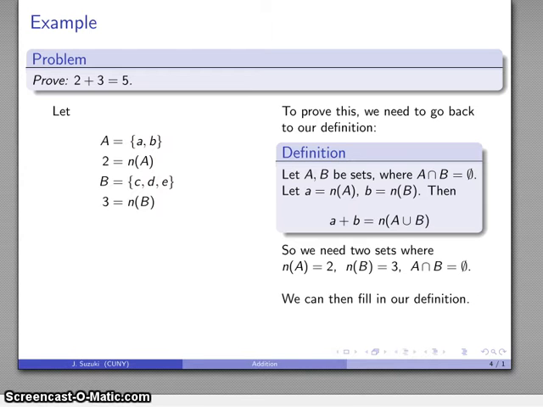So now let's go ahead and put those together. Let's fill in the rest of our definition. I have two sets, here, here. A intersect B is the empty set. Check. A is the cardinality of the first set, 2 is the cardinality of A, 3 is the cardinality of B, so 2 plus 3, by definition, is going to be the cardinality of the union.